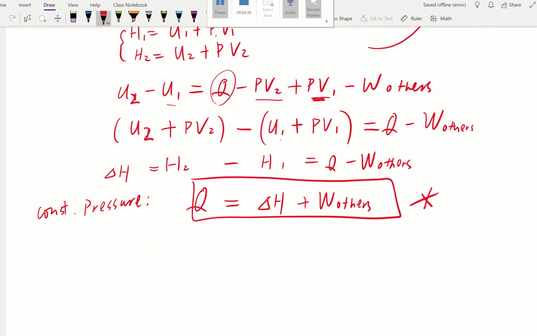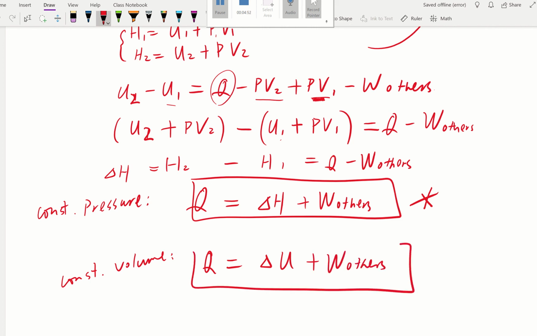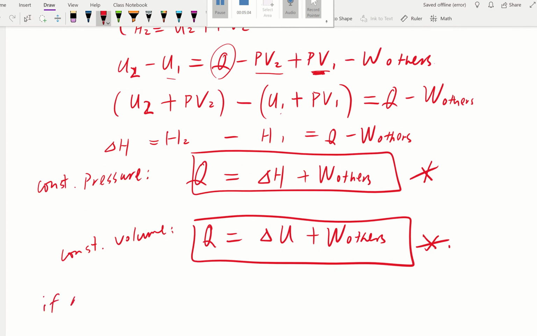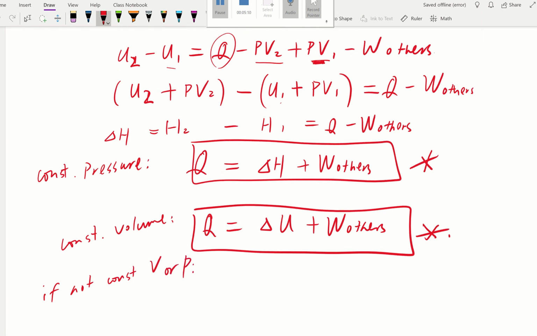And let's do a quick review. What did we have last time? If it's constant volume, we have heat transfer equal to delta U, instead of delta H, plus work others. Those are the two most important equations for the first law: one for constant pressure, one for constant volume. If it's neither constant volume nor constant pressure, what's the equation? It's our most fundamental equation from the beginning: delta U is equal to Q minus W.